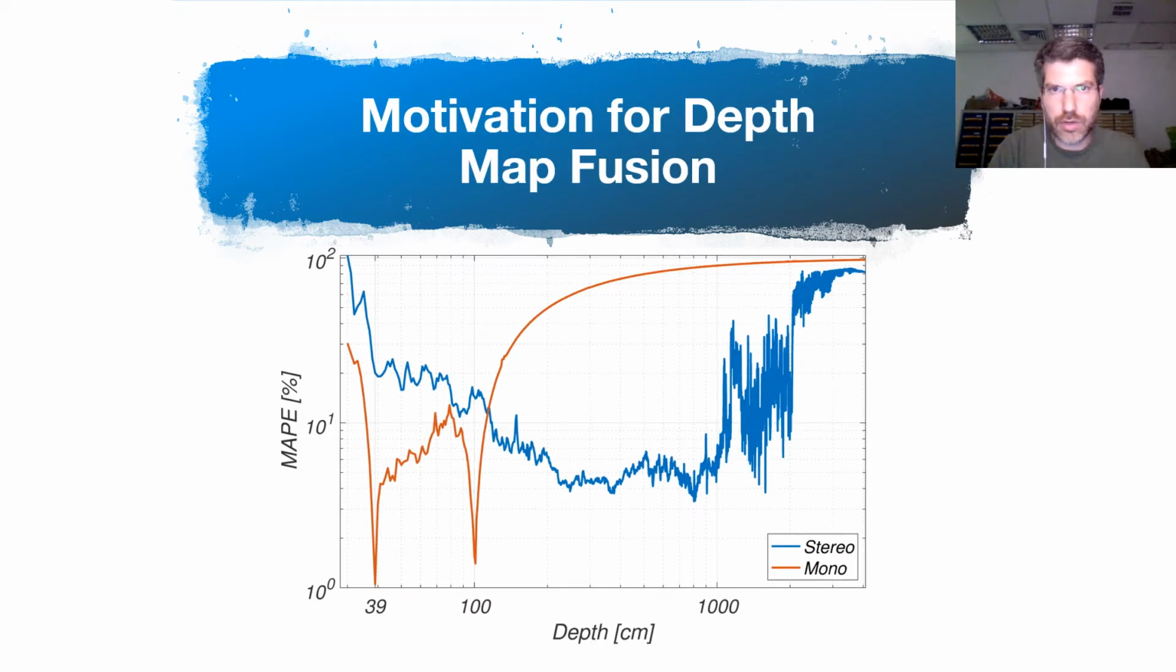Let's start with the stereo depth range. The blue and orange curves represent the relative stereo or mono depth estimation error. As each method has lower error in different depth ranges, fusing the depth maps together can improve the overall result.